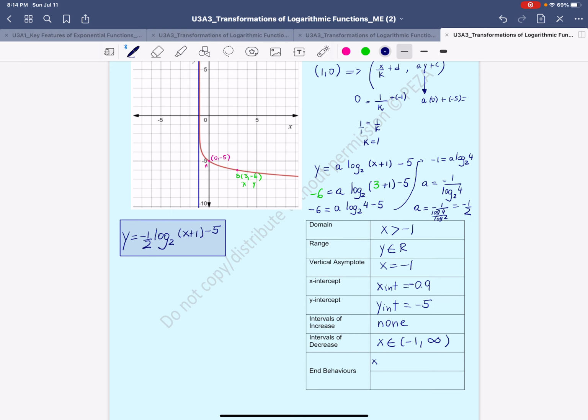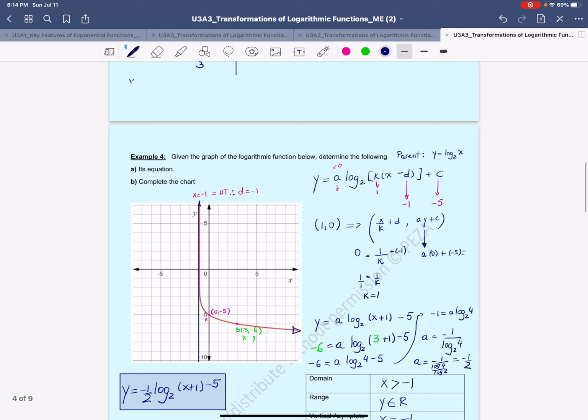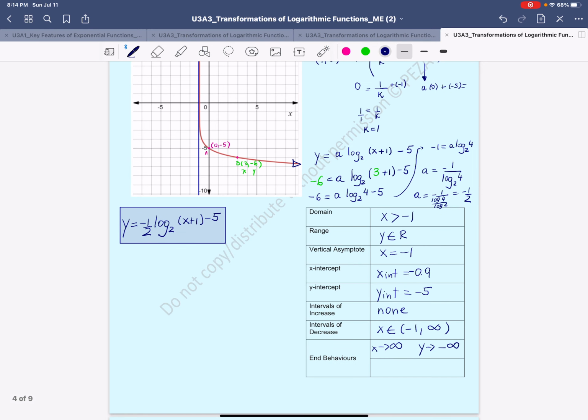About the end behaviors, we'll say that x is approaching infinity on this end of the graph, and y is approaching -infinity because it keeps on decreasing. The other end of the graph, we have x approaching -1 from the right side of it, so -1 plus. And the y values are approaching infinity in this case.